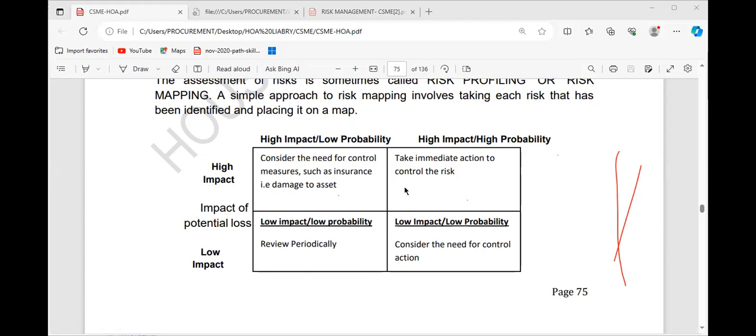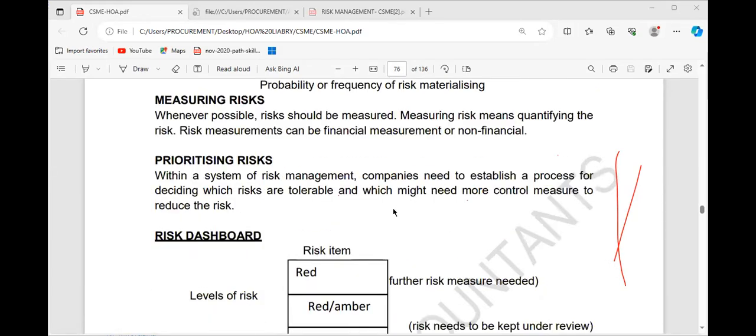This is how we are going to know this one should be ranked first, followed by this, and followed by this. Okay. Now let's go to that prioritizing. Within a system of risk management, companies need to establish a process for deciding which risks are tolerable. That is, which one can we tolerate, and which one we need to attend to very urgently, and which might need more control measures to reduce the risk.